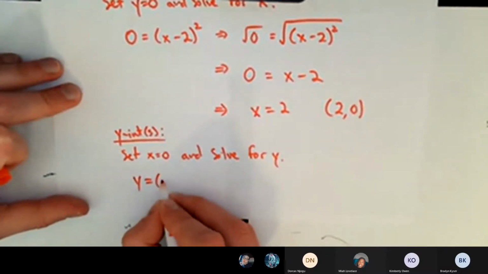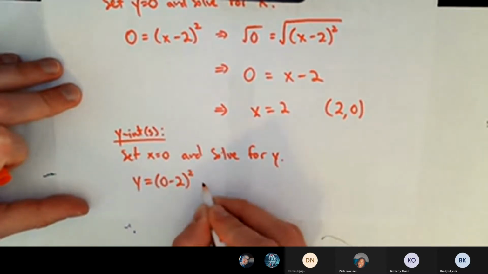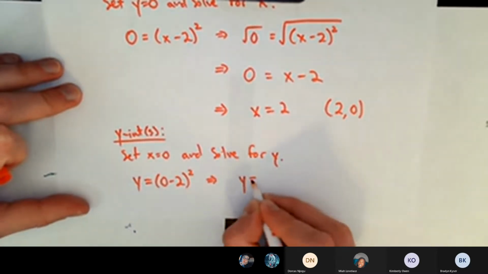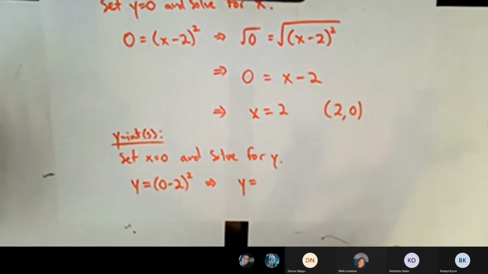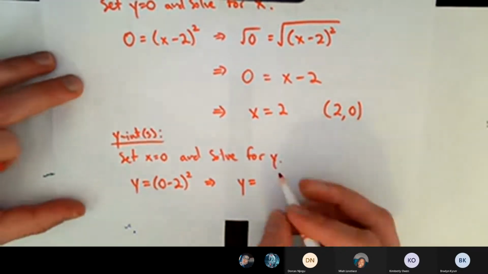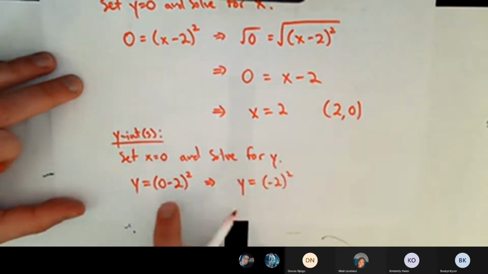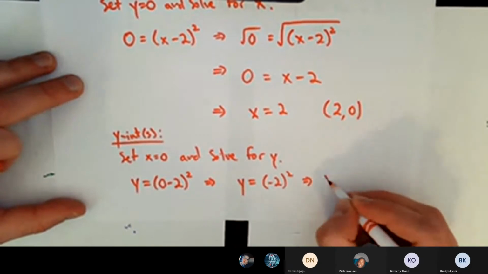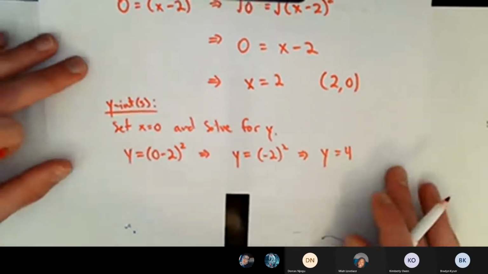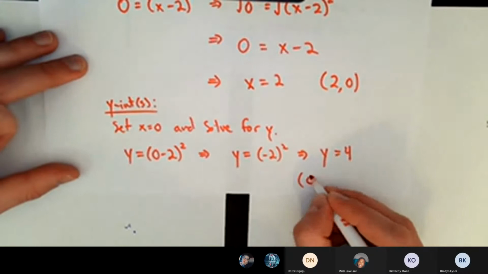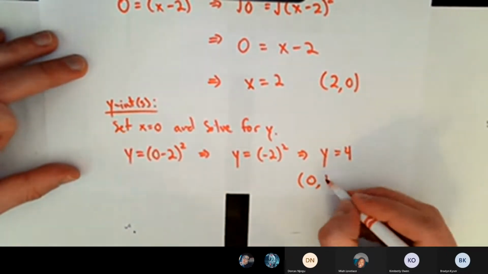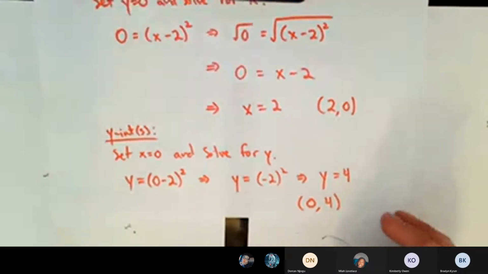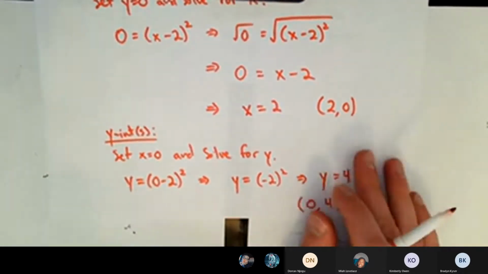So I'm saying y is equal to 0 minus 2 all squared. That's going to be, the solve for y part, I don't really need to solve for y. It's already isolated, right? So all I need to do is just kind of clean this up here. So that's going to be -2 squared, because 0 minus 2 is -2. But of course, that just gives me 4, right, for the y value. So my y-intercept is 0 for x, right, because that's the definition of a y-intercept, 0 for x, and the y value is 4. Okay, so we found one x-intercept and one y-intercept.